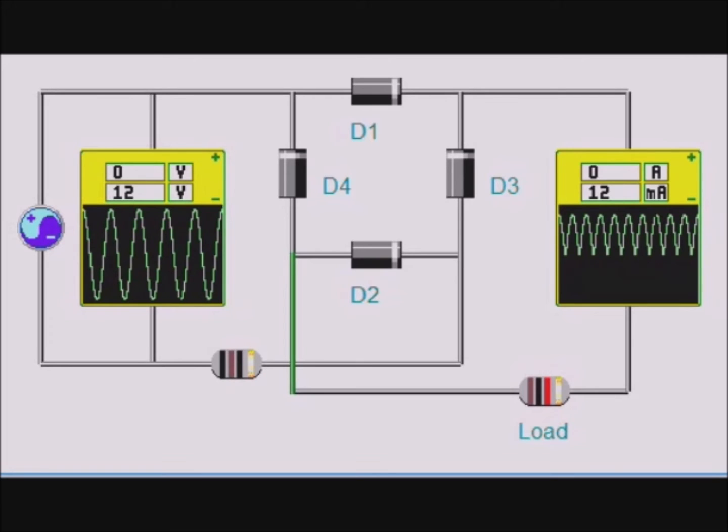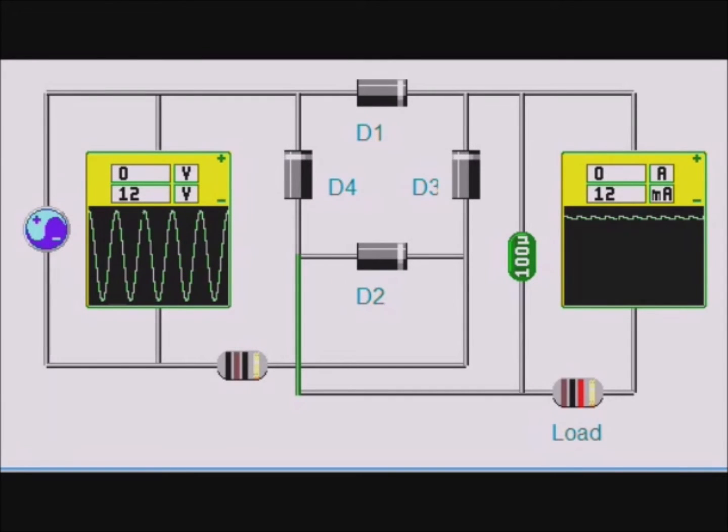While the wave is positive, electrons are flowing anticlockwise. D3 and D4 switch off and electrons flow through D2 and the load and back through D1. While the wave is negative, electrons are flowing clockwise. D1 and D2 switch off and electrons flow through D4 and the load and back through D3. So electrons are always flowing through the load in the same direction. This arrangement of diodes is called a full wave bridge rectifier.